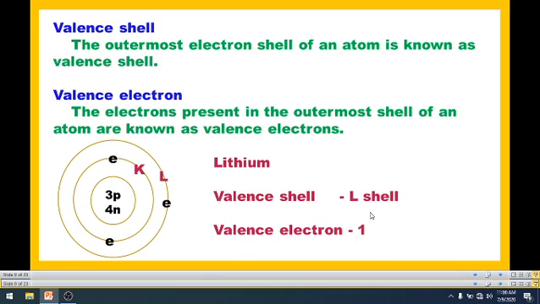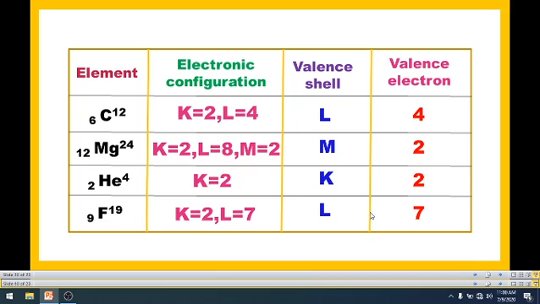Okay. Let me look at some more examples. Carbon. Electronic configuration 2, 4. So what is the valence shell? What is the outermost shell? L shell. So valence shell is L. And how many electrons are there in the valence shell? 4 electrons. Therefore valence electron 4. Magnesium, electronic configuration 2, 8, 2. So the outermost shell is M shell and it has 2 electrons. So valence shell M shell, valence electrons 2.